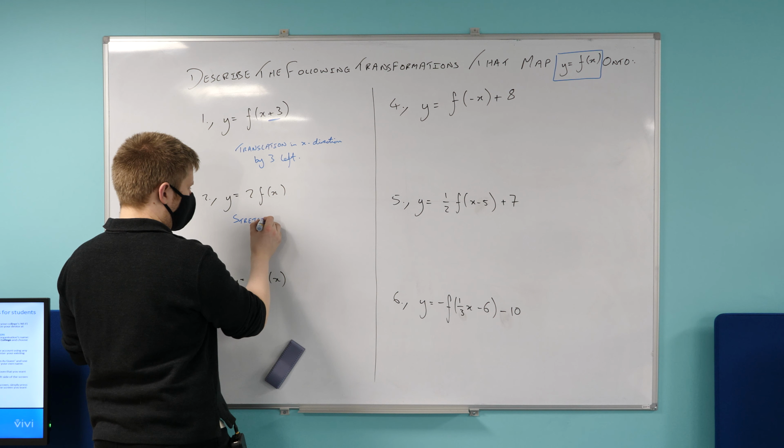So effectively, all I've asked you to do is describe the following transformations that map some function of x onto each of these things. So let's have a look at the second one then. You're starting with y is some function of x, could be x squared, x cubed, sine of x, etc. What do you think this second one is? So y equals 2 times f of x.